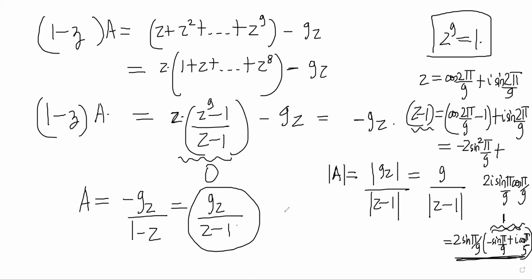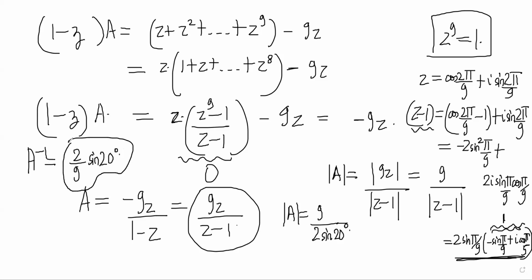So my modulus of a is equal to 9 by 2 sine pi by 9, which is 20 degrees. So what we wanted to find was a inverse. So that is going to be 2 by 9 sine 20 degrees. That is your answer, 2 by 9 sine 20 degrees. So again, here we learned some new tricks. The basic idea was De Moivre's theorem and how to apply powers of complex numbers, how to handle those.